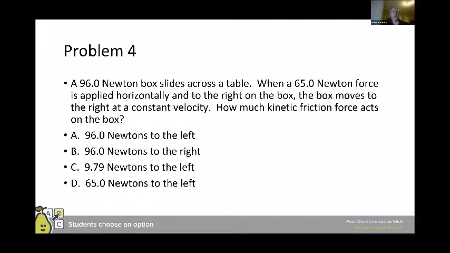So here we've got a problem with numbers. And like I said, you're probably not going to see a ton of questions with numbers in it, but you'll get a few. So here a 96 Newton box slides across a table. When a 65 Newton force is applied horizontally to the right, the box moves to the right at a constant velocity. How much kinetic friction acts on the box?